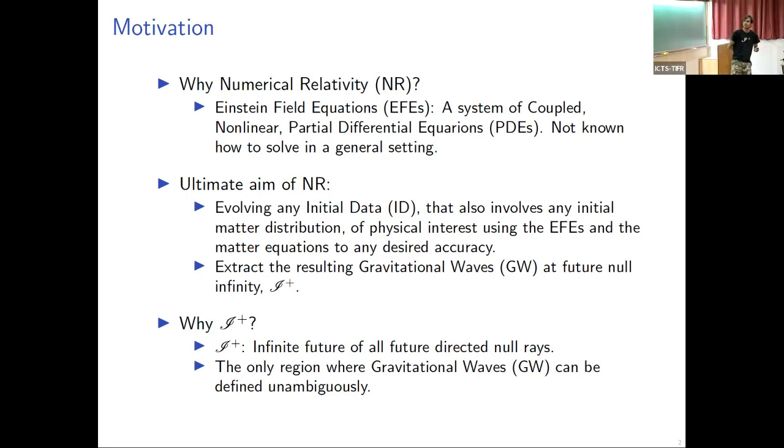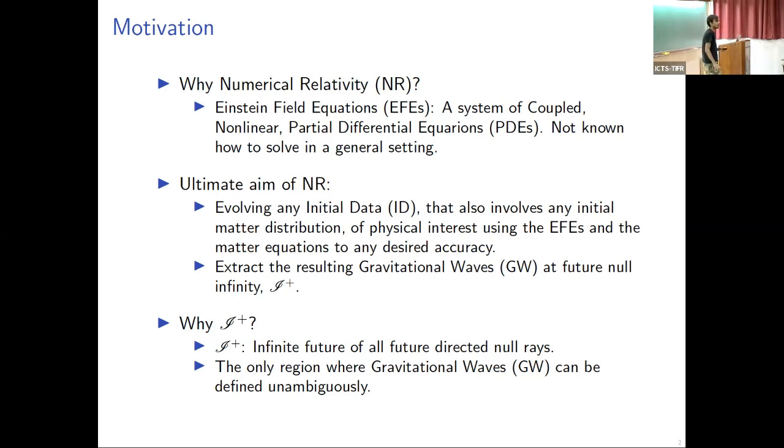The ultimate motive of NR is evolving any initial data, or initial boundary data as well if we have an outer boundary, which also includes any initial matter distribution, to any desired degree of accuracy, and extracting the resulting gravitational wave signal at scri plus, which is the future null infinity.